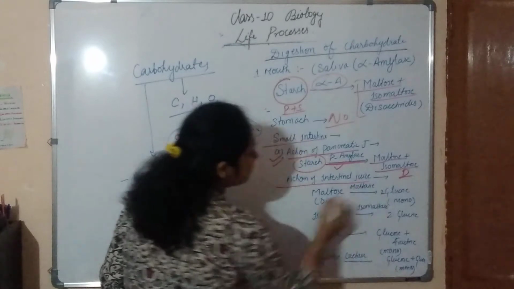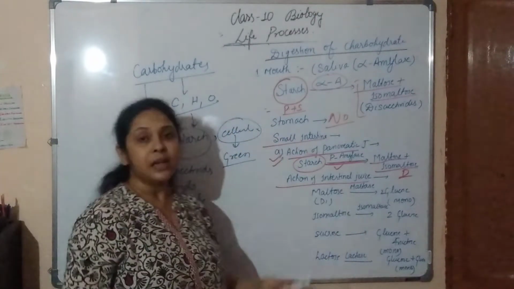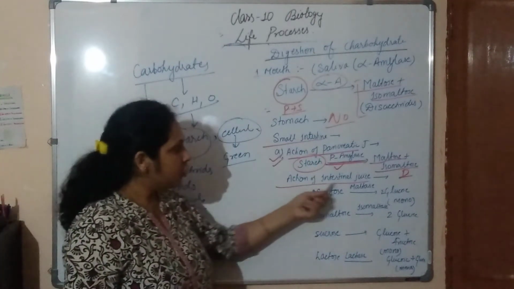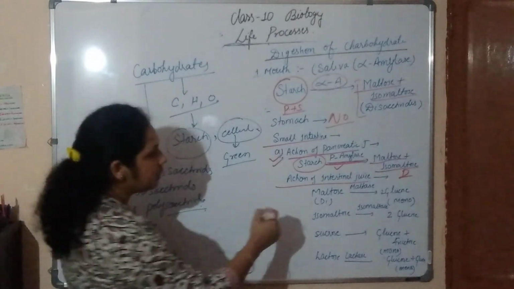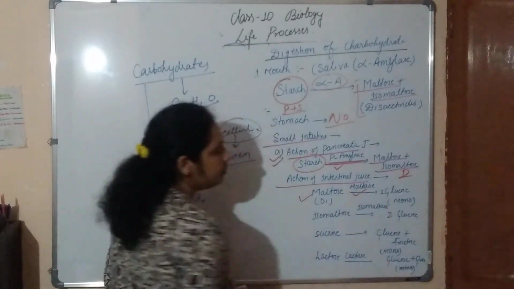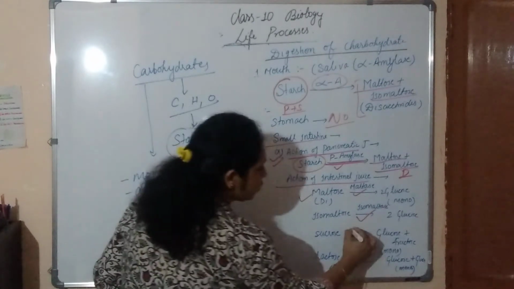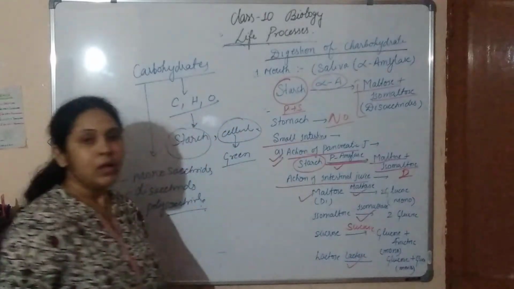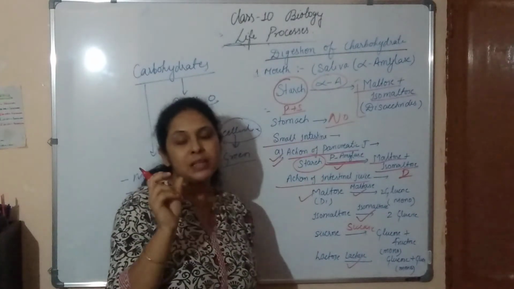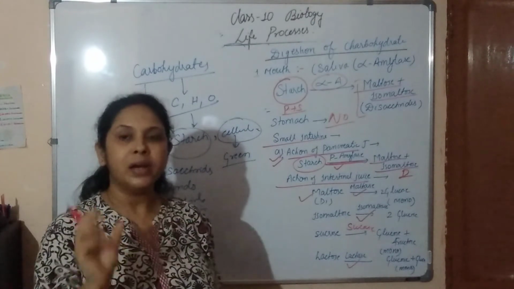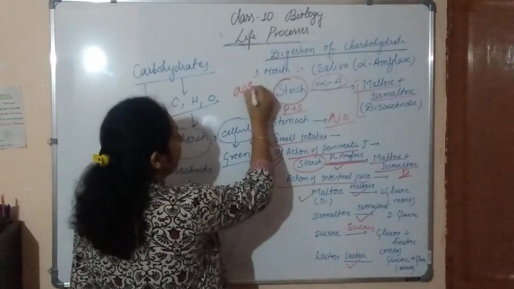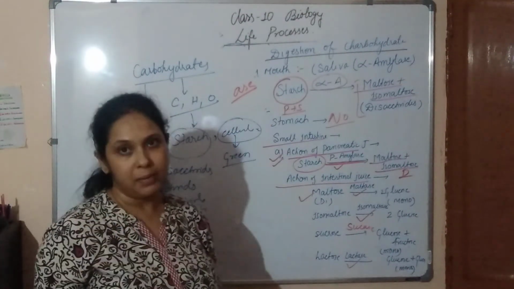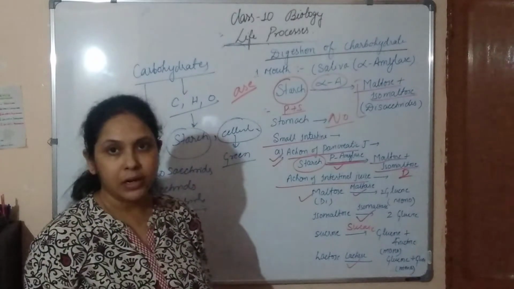Now, the action of intestinal juice. Sorry, I said interstitial, it's intestinal juice. Here there is a presence of maltase enzyme, isomaltase enzyme, sucrase enzyme, and lactase enzyme. These are very important enzymes, basically ending in ase. Whenever you find the word ase at the end of any word, it is a type of enzyme or biocatalyst which increases the rate of reaction.